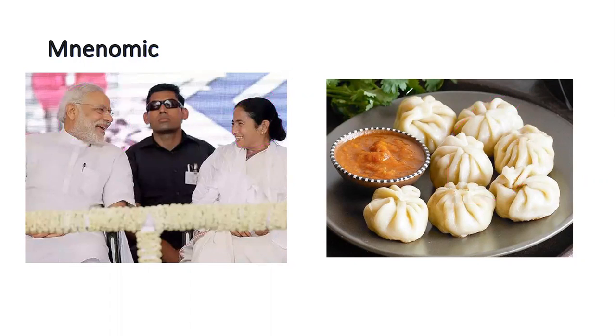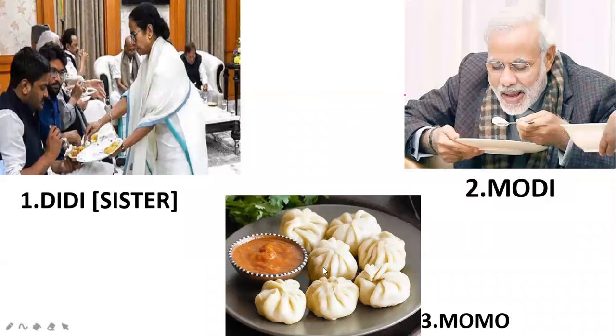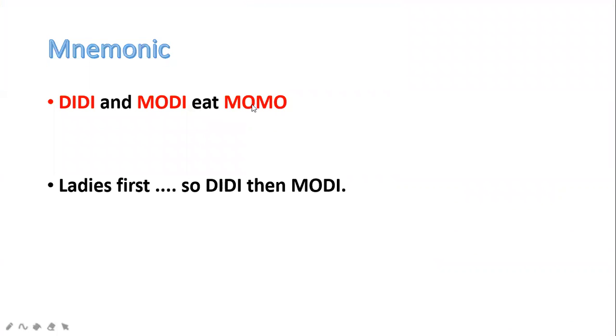So now let's move on to the next image, right? See, our Didi, and then Modi ji, number two, and third number is Momo, right? So Didi, then Modi, and Momo, right? Very easy to remember. You don't have to mug up anything. First Didi, then Modi, and Momo. They are eating momos, right? Didi and Modi eat momo, right?